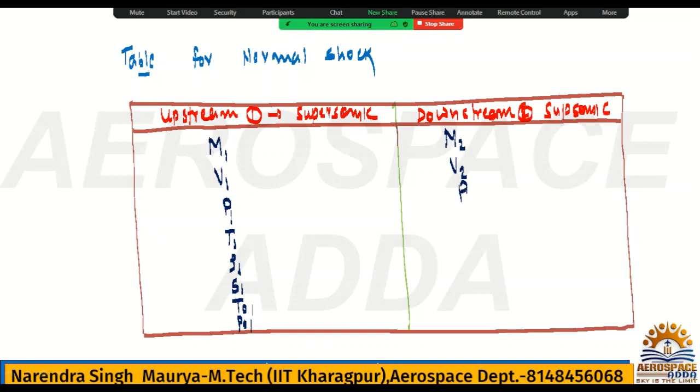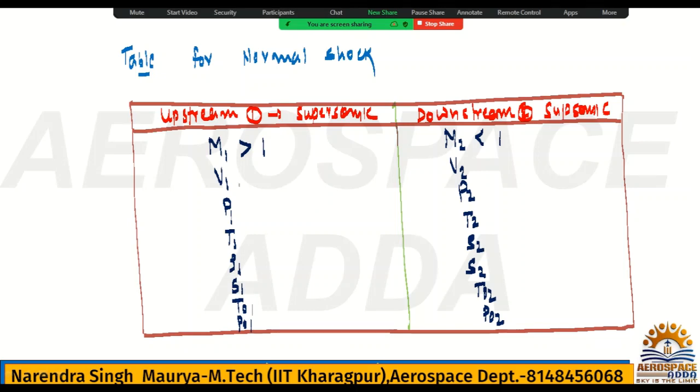Behind the shock it is P2, rho 2, S2 is the entropy, P02 and P0. Okay, this is behind the shock. Always remember this: ahead of the shock the Mach number is greater than 1 and behind the shock it is less than 1.